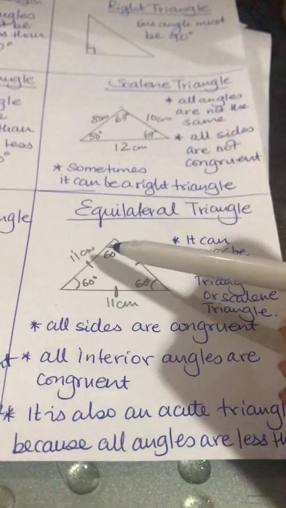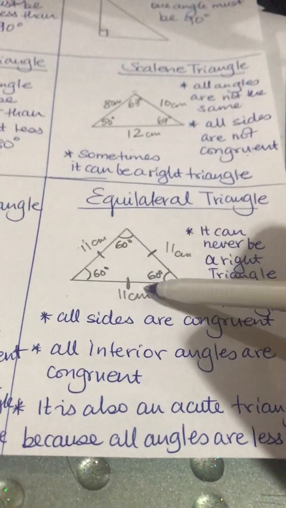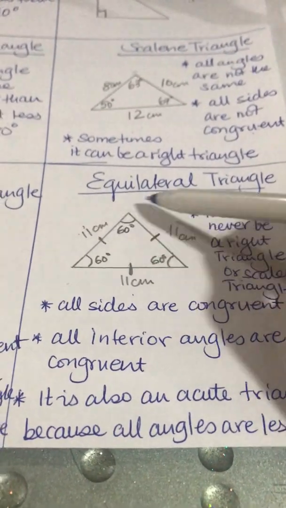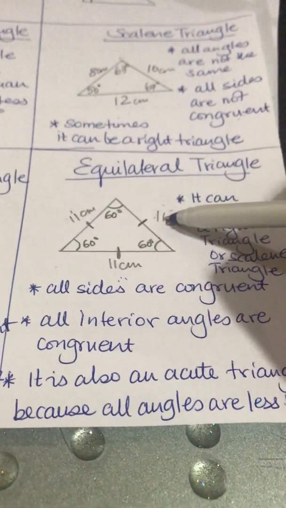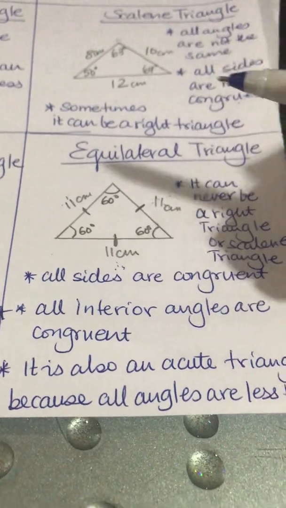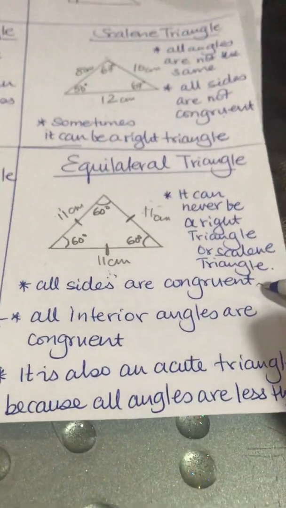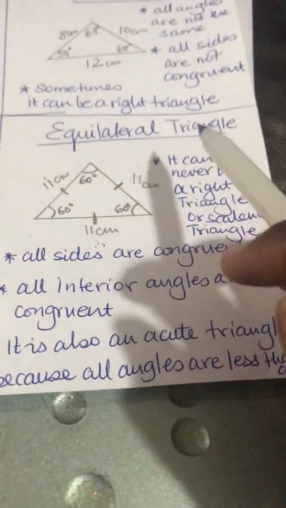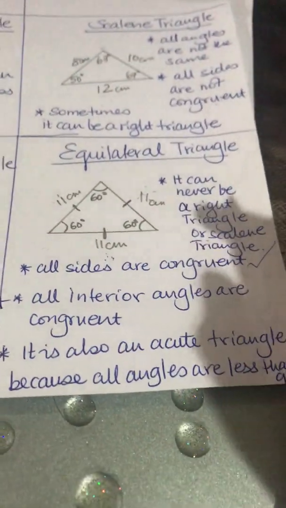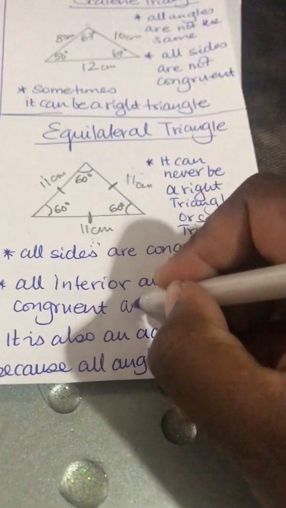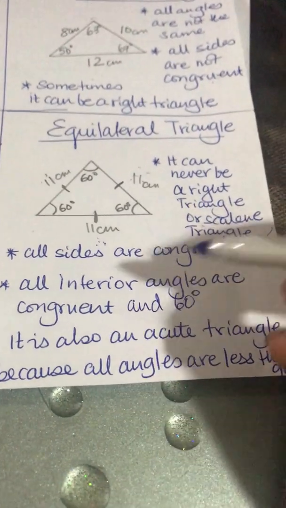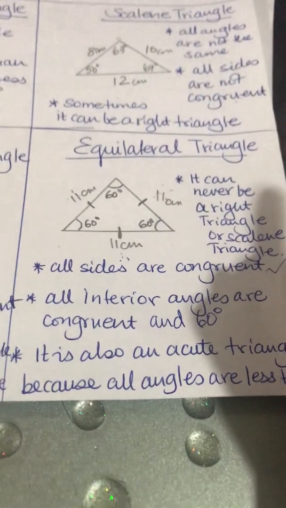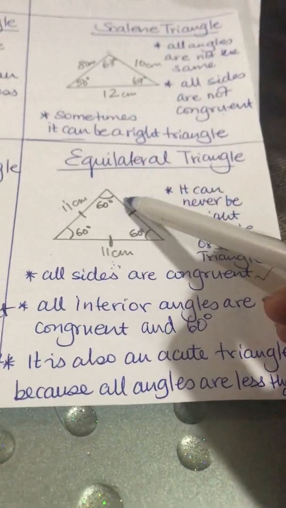Equilateral triangle, all the angles are the same, all the sides are the same. The number here should be the same here, should be the same here. Can be 5, 5, 5, 3, 3, 3, 4, 4, 4, 100, 100, 100, 1,000, 1,000, 1,000. Okay? All sides are congruent, which means the same. All interior angles must be 60. They cannot be any other number. They can only be 60. Okay? And 60 degrees. It is also an acute triangle because all the angles are less than 90 degrees. So, there you have it.